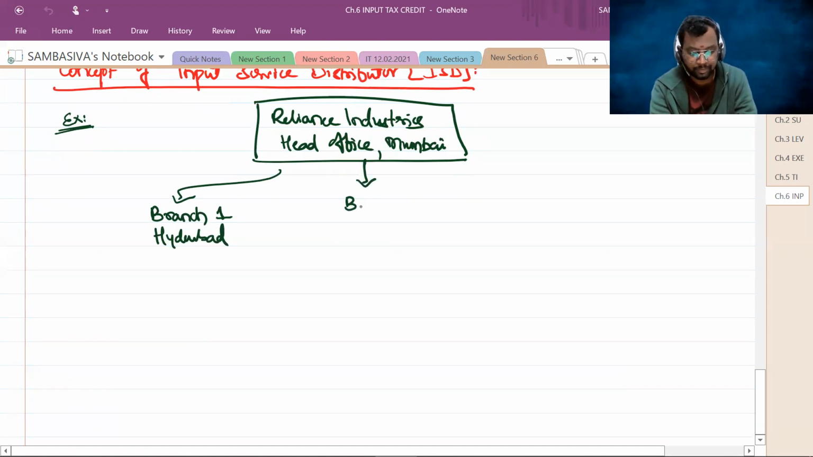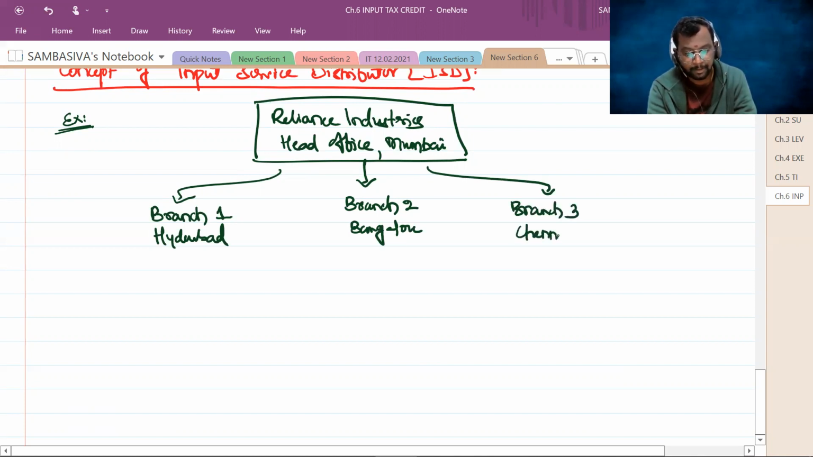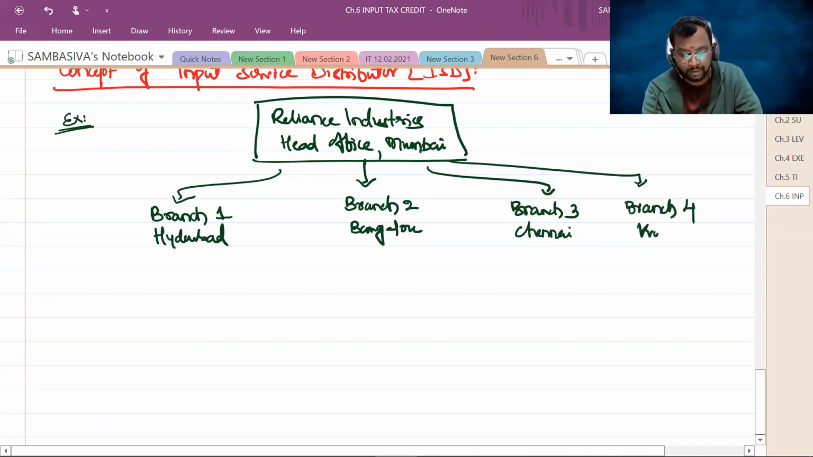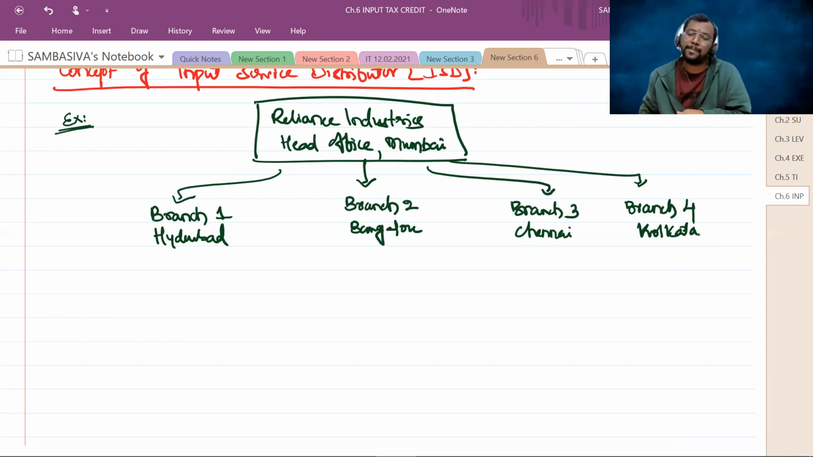Branch number 2 is in Bangalore. Branch number 3, Chennai. And branch number 4, Kolkata. So totally they have 4 branches. The head office is in Mumbai.